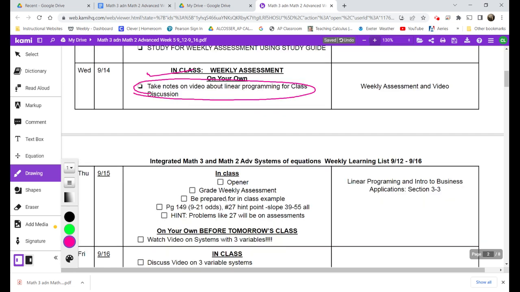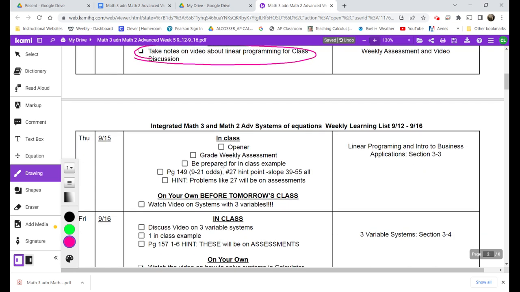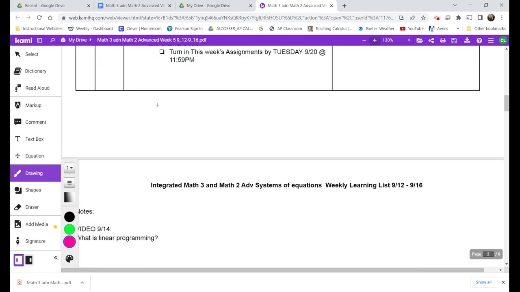So tomorrow, the whole plan is that you are ready to go for an opener. We're gonna grade the weekly assessment, and we're gonna talk about the in-class example, and then kind of work our way through. And then tomorrow on your own, sometime you need to watch the video on systems with 3 variables in them. All right, so let's get this thing going.